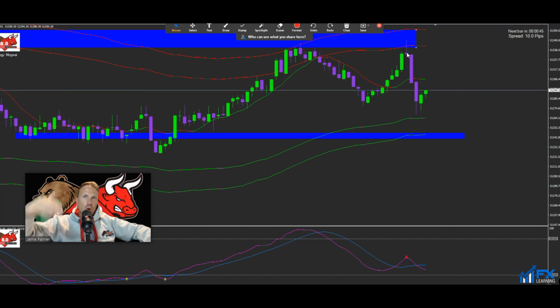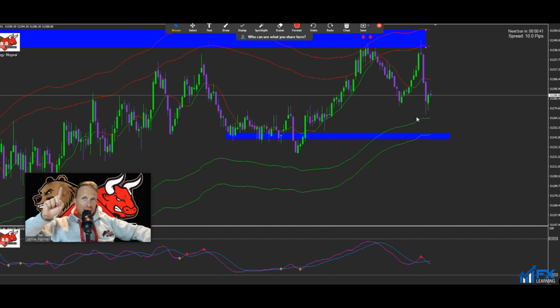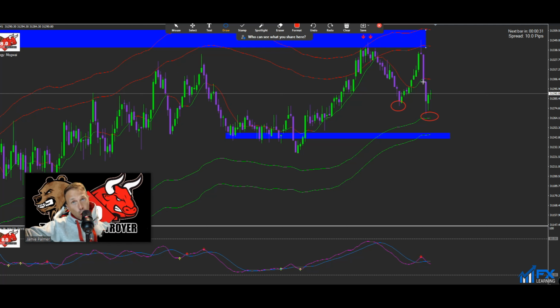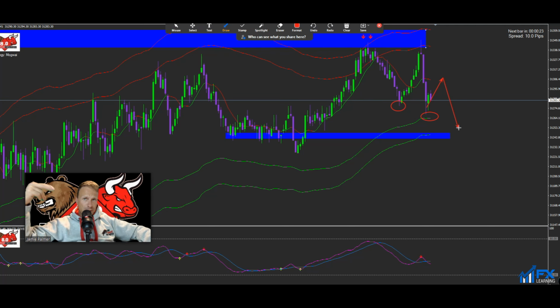So we came back up, retouched this nice little rejection wick on it, and what I like about this one is that a new low has been formed in price, which is giving me the confidence now that we're going to go lower. That's the previous low. That's the new low. See that? Again, we're below the TCA line. Now we might pull up again.